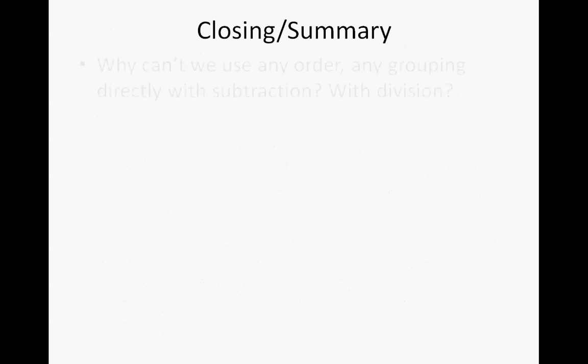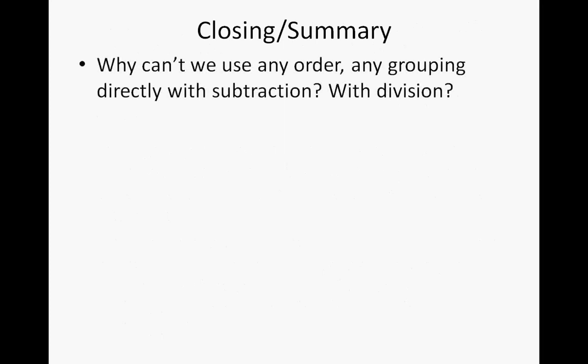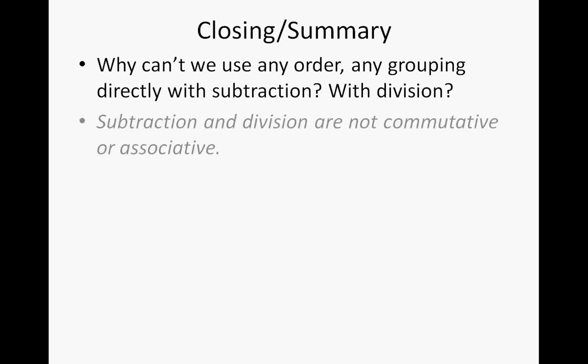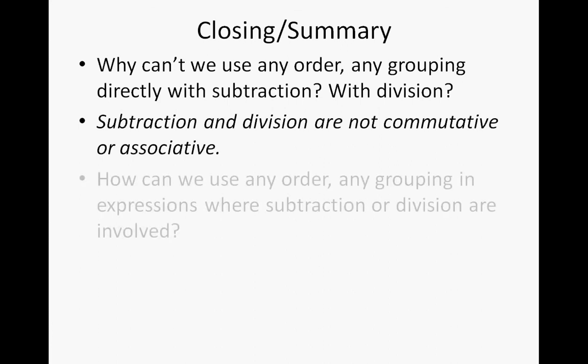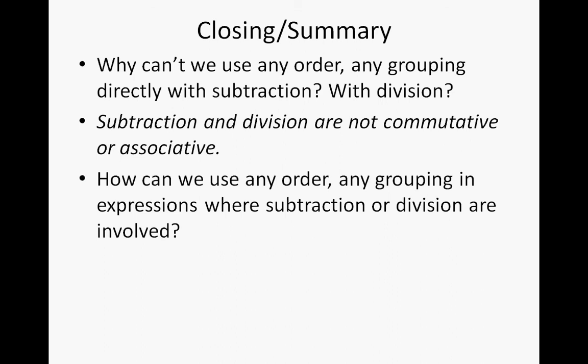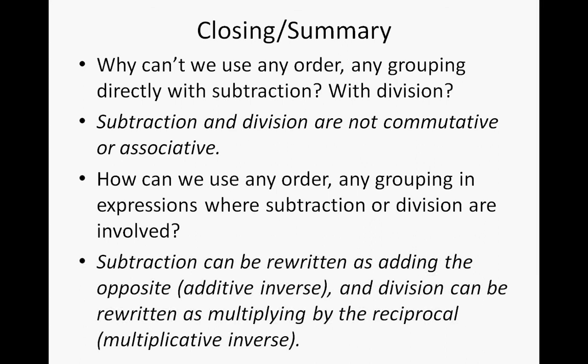All right, let's wrap this up. Why can't we use any order, any grouping directly with subtraction or with division? Subtraction and division are not commutative or associative. How can we use any order, any grouping in expressions where subtraction or division are involved? Well, subtraction can be rewritten as addition of the opposite, the additive inverse, and division can be rewritten as multiplying by the reciprocal or the multiplicative inverse.